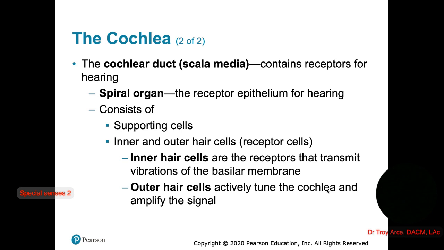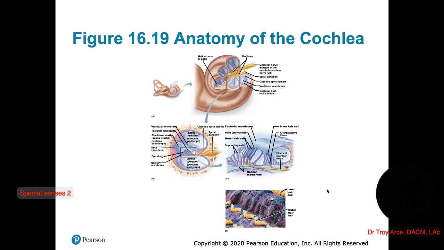So the hair cells are responsible, as you can see, and so one transmits vibrations and the other amplifies the signals. So know the difference between those two. Put a red star on those. The anatomy of the cochlea overview is what we covered. Covered all these pieces. So I would read this chapter, 16.19, and understand the different parts, what we mentioned in the slides.